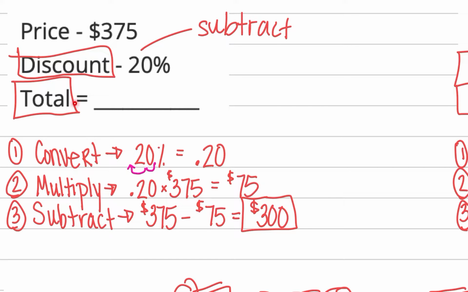Now to find the total, we have to do the subtraction. Our last step is to subtract the discount. We take our original price of $375 and subtract my discount of $75, and I get $300 left over. This is our sale price. A lot of people make the mistake of adding at the end instead of subtracting. So we've got to be careful and remember that discount means our price goes down.